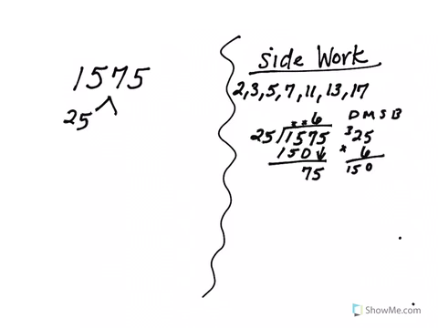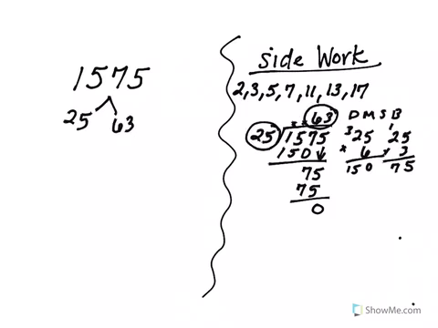And again, think about money. How many quarters does it take to make 75 cents? 3. And we can do our side work just to show, just in case. 25 times 3. That gives us 15, 6, 7, 75. Perfect. So 3 times 25 is 75. We're done. We got a 0. There's nothing left to bring down. So here we've got 25 and 63.